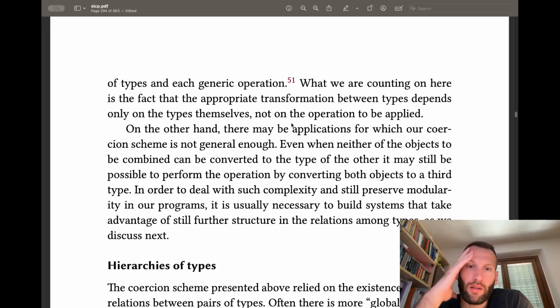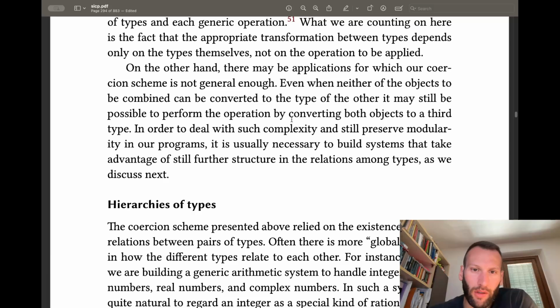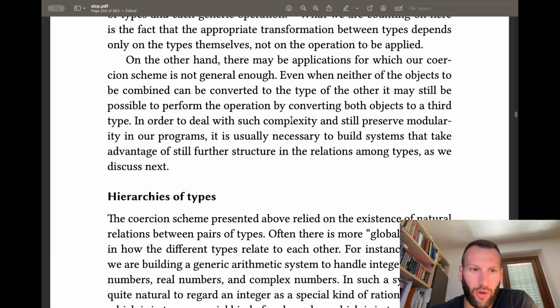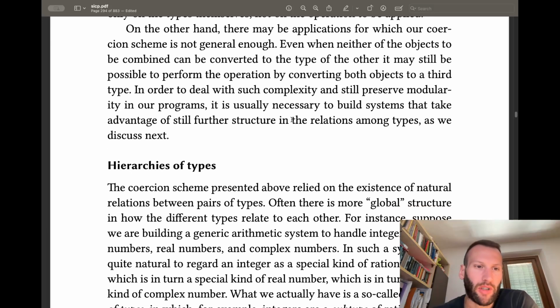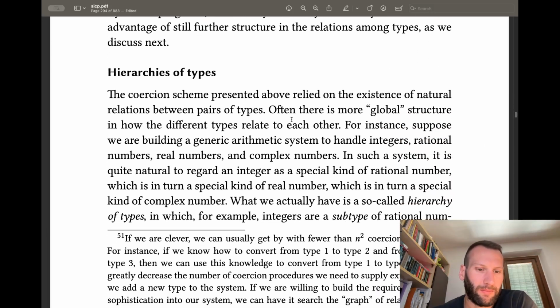On the other hand, there might be applications for which our coercion scheme is not general enough. Even when neither of the objects to be combined can be converted to the type of the other, it may still be possible to perform the operation by converting both objects to a third type. In order to deal with such complexity and still preserve modularity in our programs, it is usually necessary to build systems that take advantage of still further structure in the relations among types, as we discuss next.